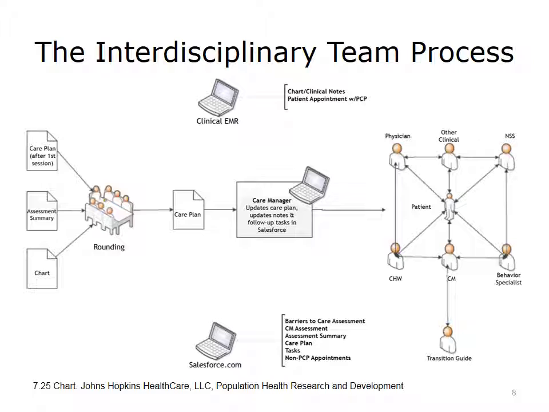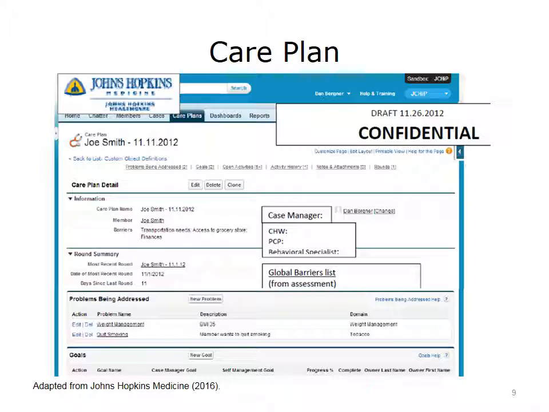So there is one care plan, although there are multiple people involved in the care of the patient. That care plan is generally kept up to date by the case manager. And that care plan outlines how the physician, how the community health worker, how the case manager might be interacting with the patient. Here's a look at how a care plan may look. This example is from Johns Hopkins Medicine.